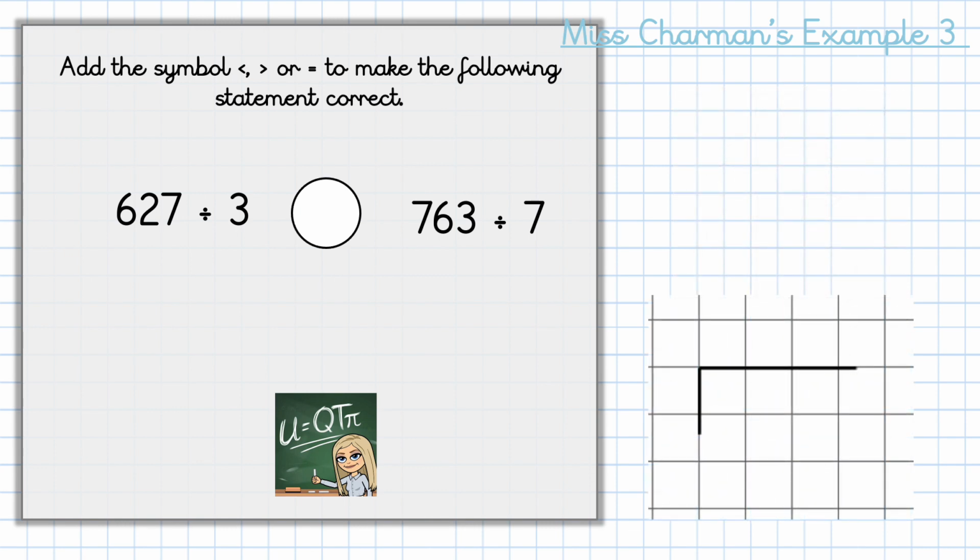Have a go at working out the answer to 763 divided by 7. I'm going to work out the answer the same time as you, so I'm not going to say anything. And if you need some help, just look very closely at what I'm doing. Remember, you might want to draw place value counters to help you.